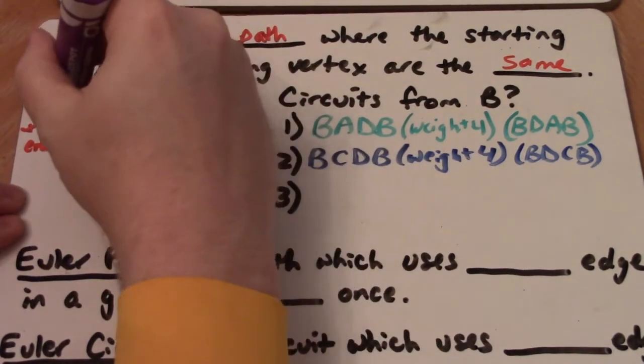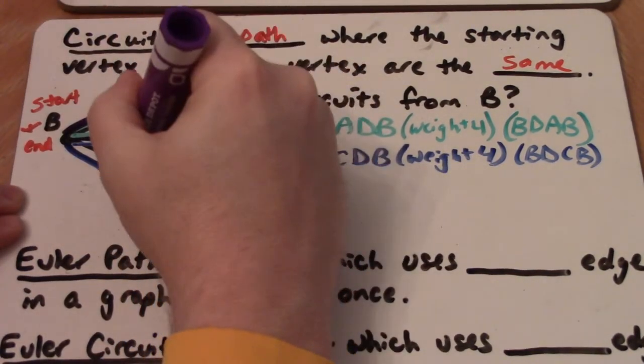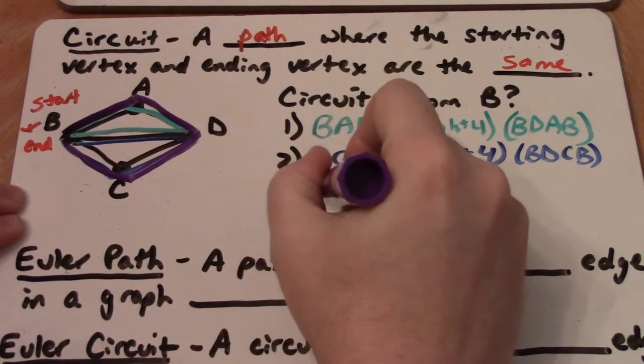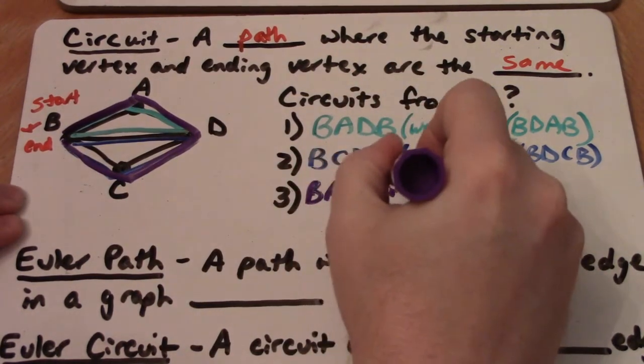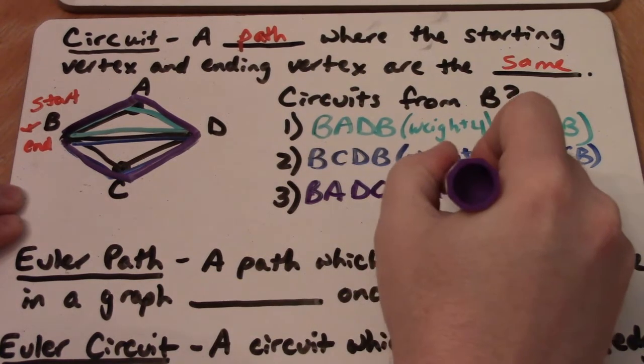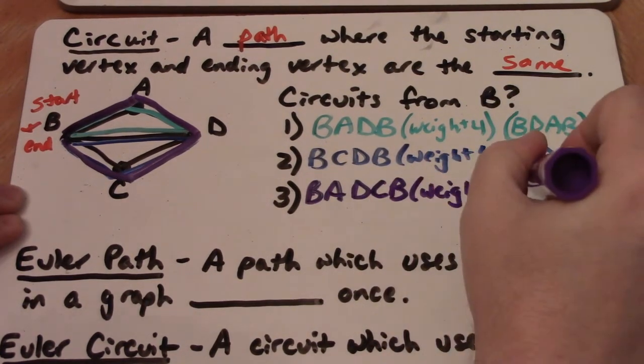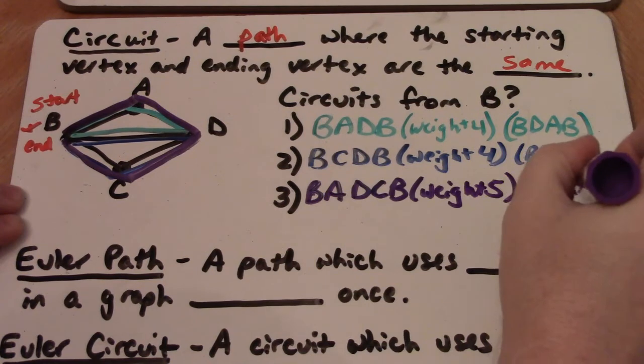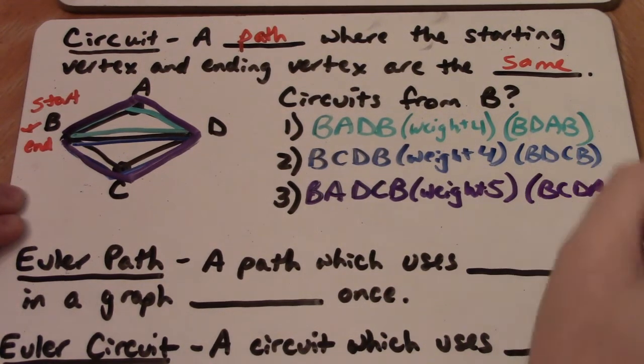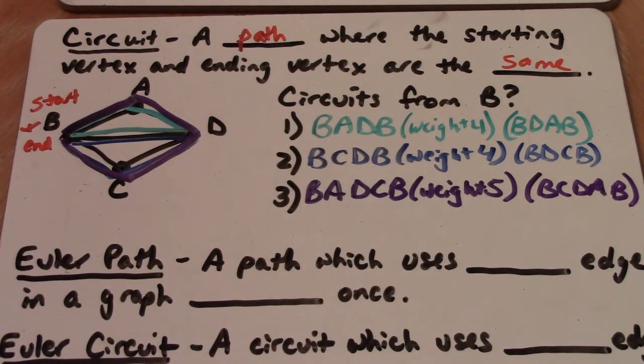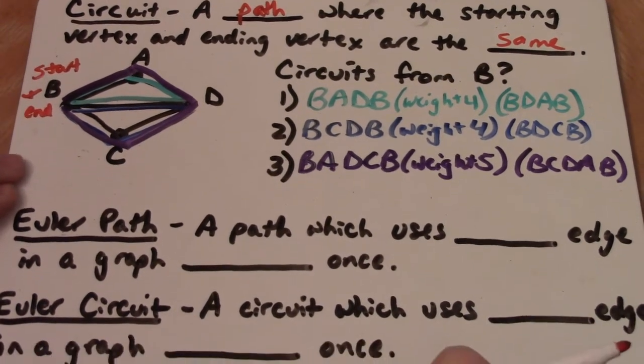There's only one more circuit in this picture, so let's go ahead and show it. That is a longer circuit that travels around the outside. B to A to D to C and then back to B. This one has a weight of 5 and is equivalent to BCDAB, which is simply traveling the edges in the reverse order. So circuit and path are two new vocabulary terms for us. They're not going away. We need to make sure that we understand those. If you have questions on either, do not hesitate to email me today so that I can help you clear up whatever your issue might be.